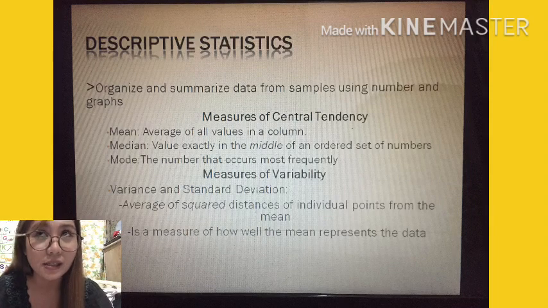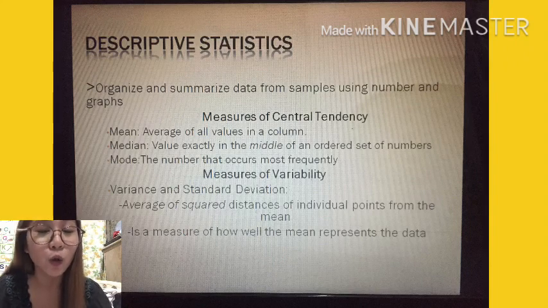So, for instance, under the measures of central tendency, we have here the mean, the median, and the mode. So, mean is the average of all values in a certain column, and the median would be the value exactly in the middle of an ordered set of numbers, and the mode would be the number that occurs most frequently.